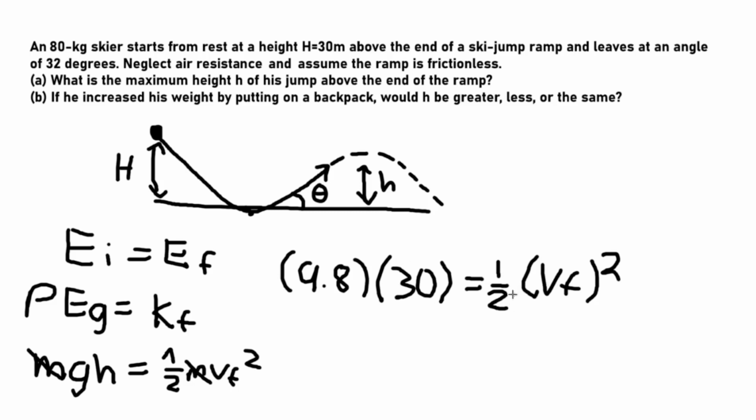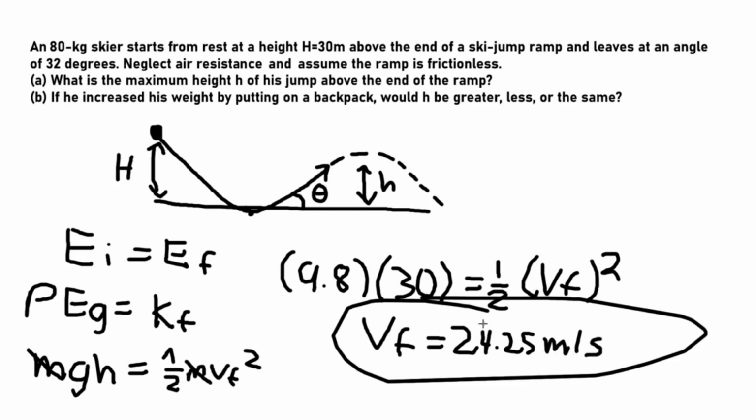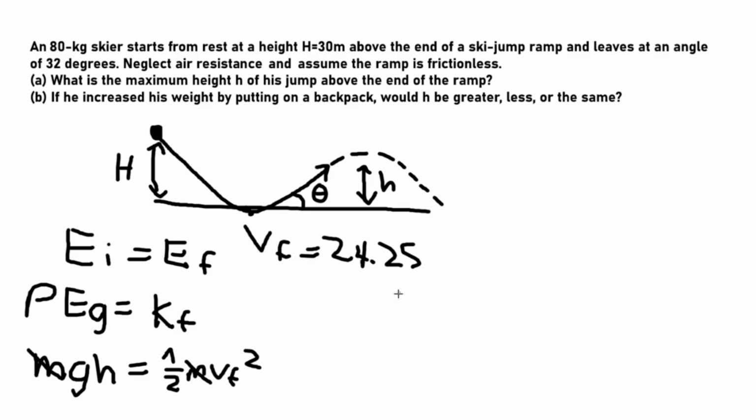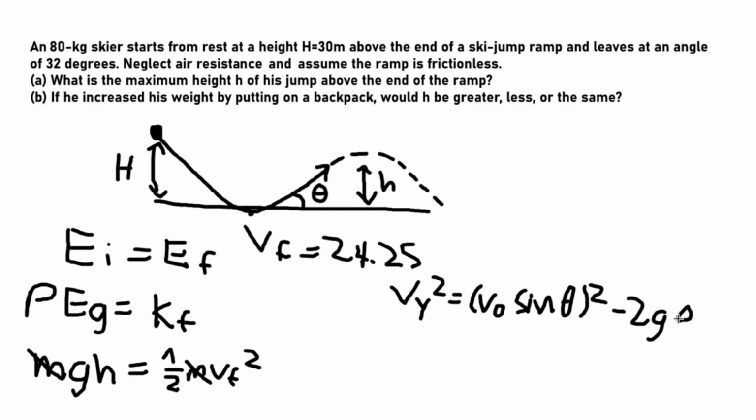Okay, so once you plug that in, you get velocity final equals 24.25 meters per second. Now you can use that in a kinematic equation, as you'll see here in a second. And we'll have vy squared equals the initial sine theta squared minus 2g change in y.